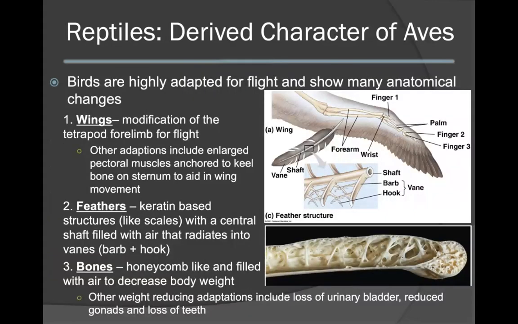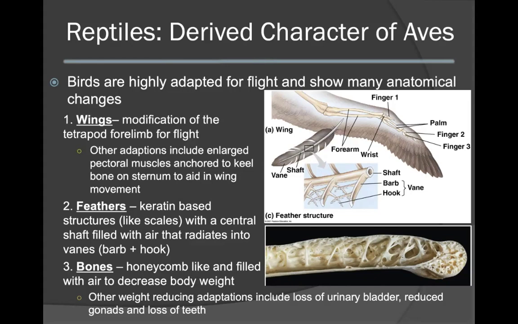Along with the evolution of flight, there are many other anatomical changes that occurred in the body structure of birds. Wings are considered to be highly modified versions of the tetrapod forelimb that are specialized for flight purposes. Along with the evolution of the wing, there were other adaptations, such as large pectoral muscles and the development of a keel bone for these muscles to attach to on the sternum. This provides the musculature and force necessary for flight. Feathers are considered to be keratin-based structures similar to scales. However, they have a central shaft that is filled with air that can radiate into the veins.